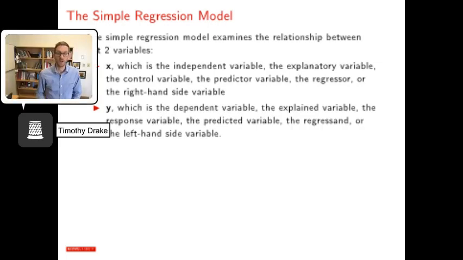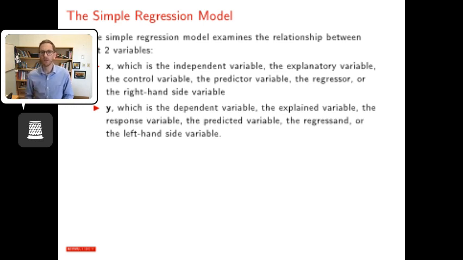All right, so the simple regression model examines the relationship between two variables. In this sense, I want us to think about them as quantitative variables. The x variable is the independent variable, or as we learned with the chi-square test, we can call this the explanatory variable, the control variable, the predictor variable, the regressor, or the right-hand side variable. And you'll see why we call it that. The y variable is the dependent variable, and that's the explained one, the response variable, the predicted variable, the regressand, or the left-hand side variable.